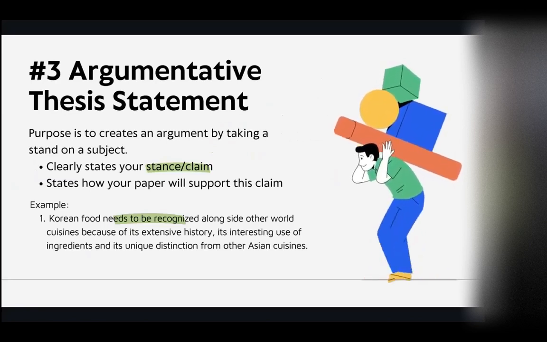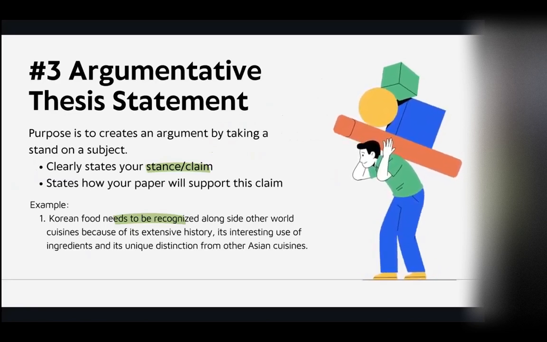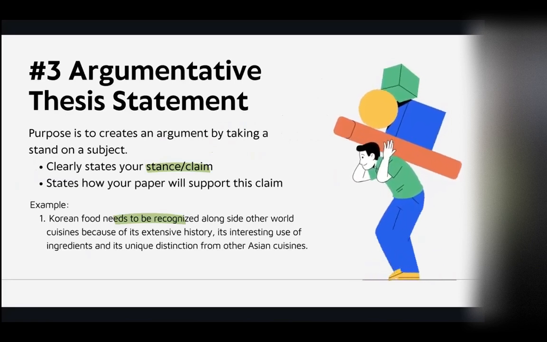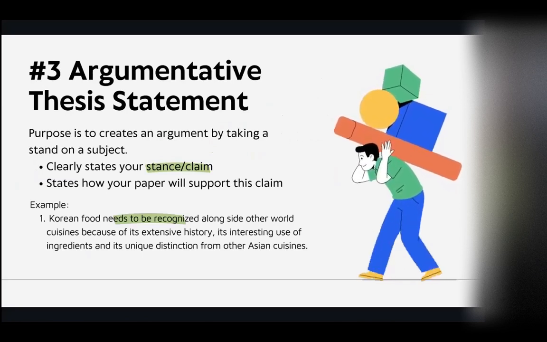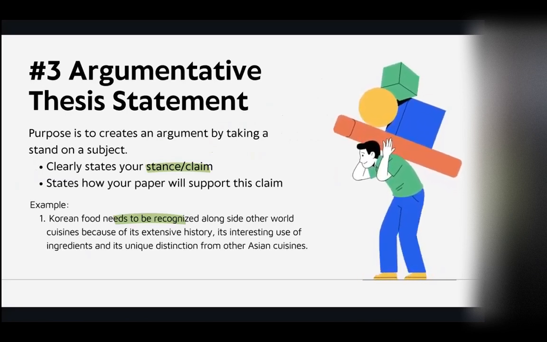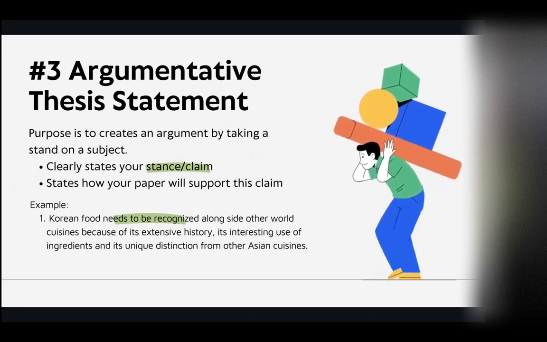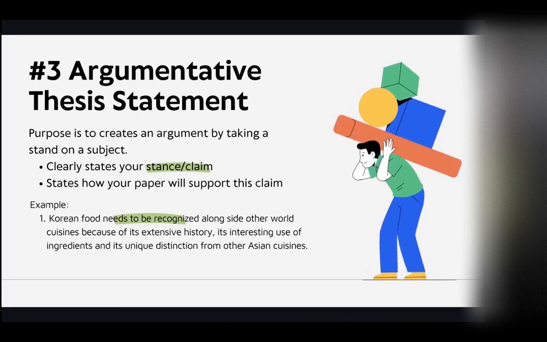And I'm sure all of you here, if not most of you, are from ARC 1 and ARC 2. And if I'm not mistaken, your final paper will be an argumentative essay, right? So I think this is a really important part of writing an argumentative essay and one that you should definitely take note of. So what exactly is the purpose of an argumentative essay?